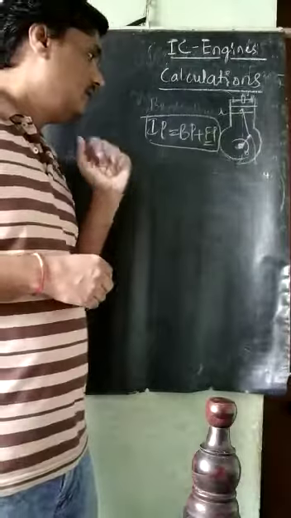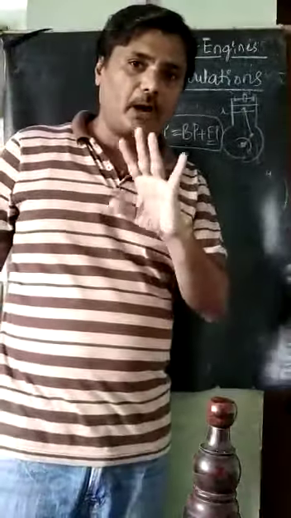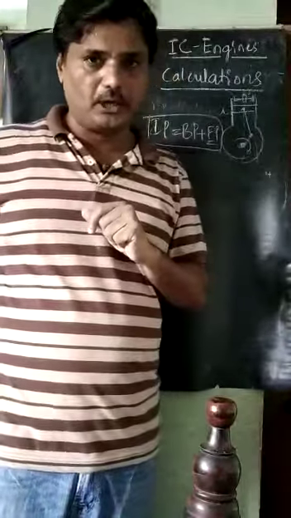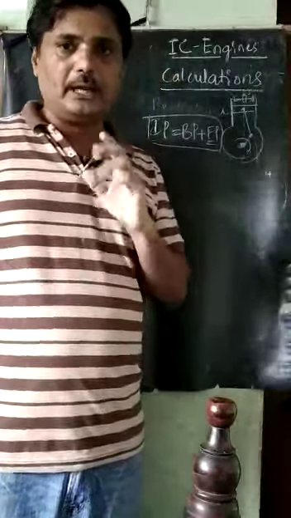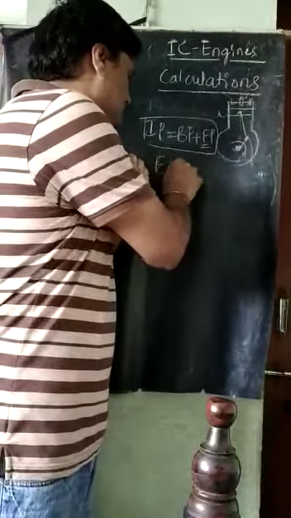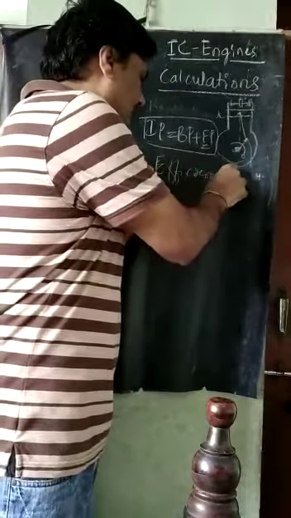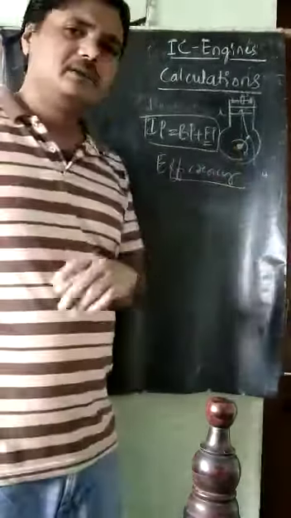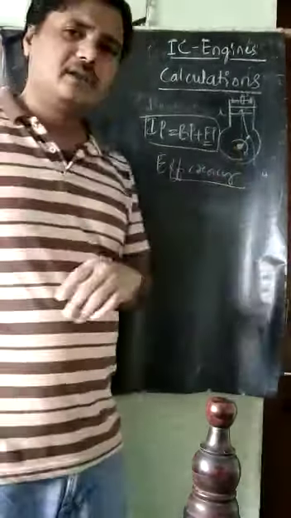Next, there are three types of power we have studied, and energy input: indicated power, brake power and frictional power, and energy input, that is mass flow rate into CV. Now some efficiency calculations are coming. There are some efficiencies here.